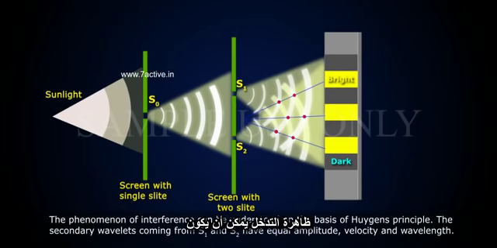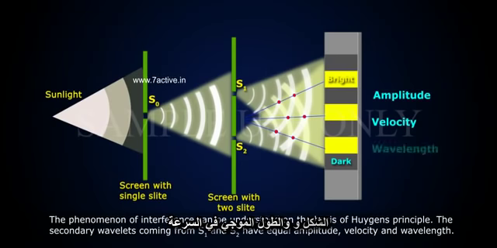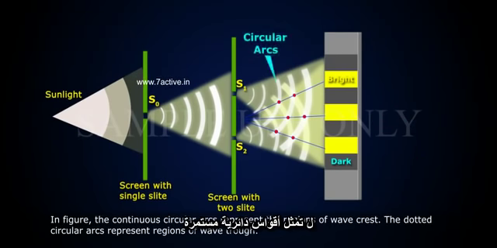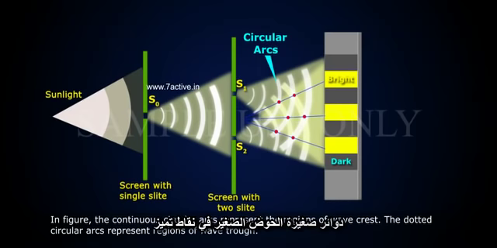The phenomenon of interference can be understood on the basis of Huygens principle. The secondary wavelets coming from S1 and S2 have equal amplitude, velocity and wavelength. In the figure, the continuous circular arcs represent the regions of wave crest. The dotted circular arcs represent regions of wave trough.